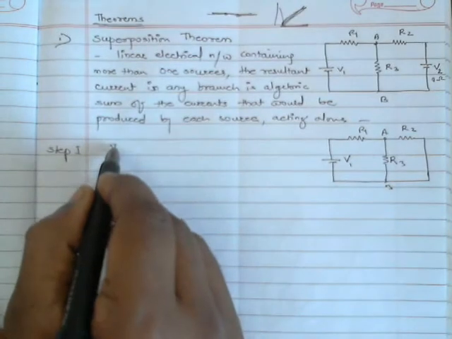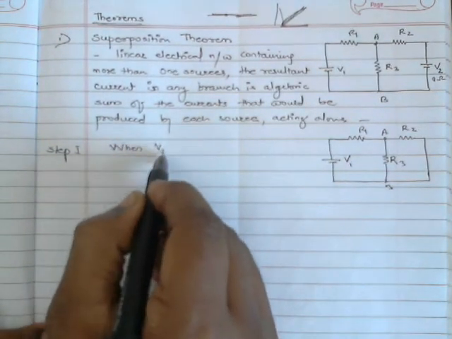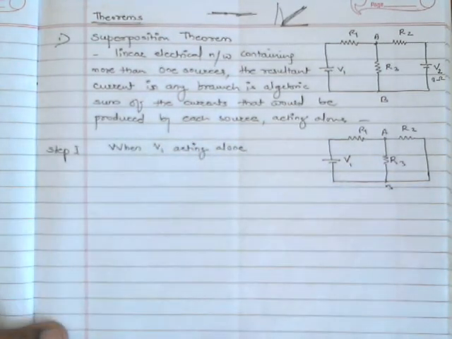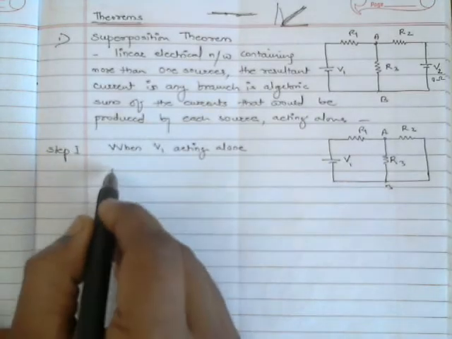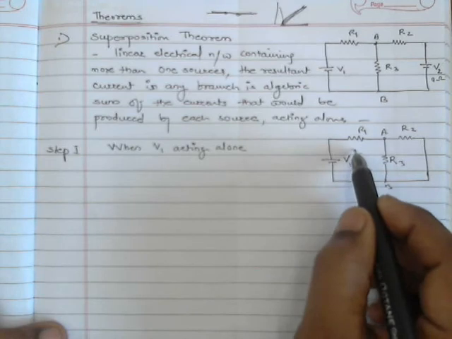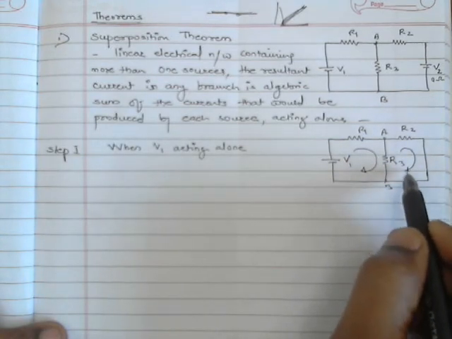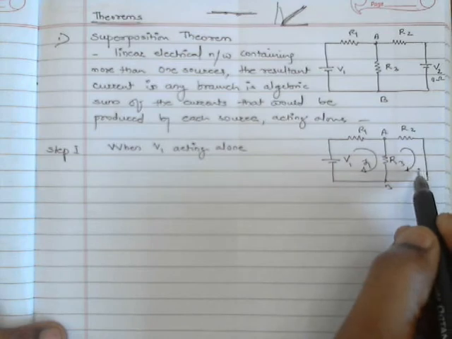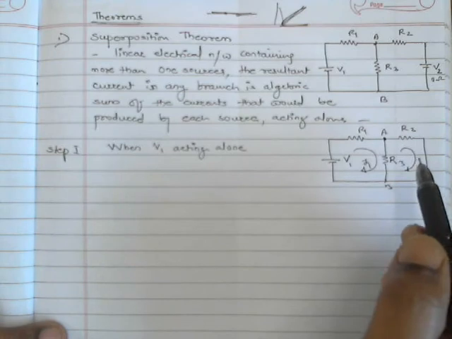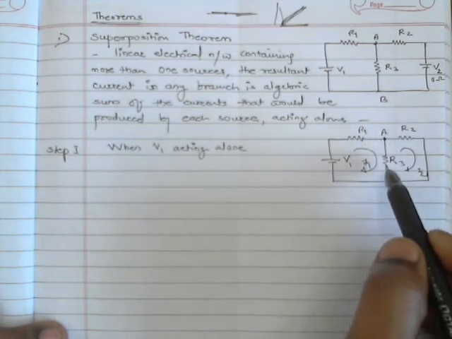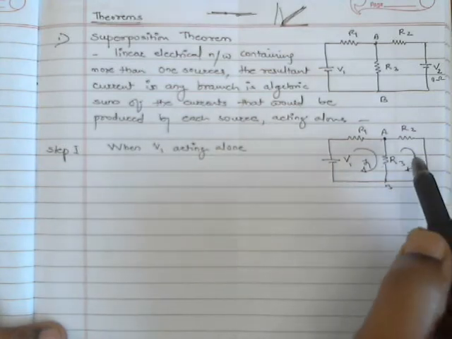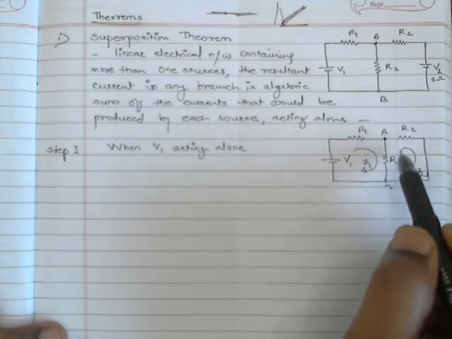Step 1, when V1 is acting alone. Okay. So now find the current through AB by any method. Either you can apply KVL like this. Okay, so the current through this is I1 minus I2. You can get it like that. Or you can even apply KCL over here, meaning nodal analysis. You will get the voltage at this point, then voltage divided by resistance is the current. Or else one more thing you can do is reduce the resistance. These two are in parallel.